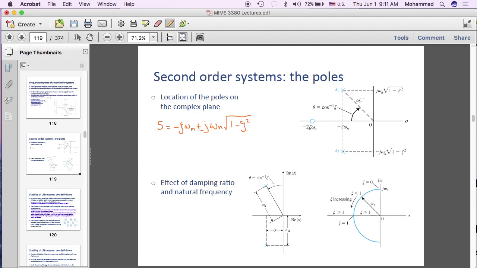Why don't you go ahead and apply it? So whatever this length is, its square is equal to the square of this plus the square of that. So the square of this would be zeta squared omega n squared. The square of the other one would be omega n squared, and j simply turns into a negative 1. So it becomes omega n squared times 1 minus zeta squared.